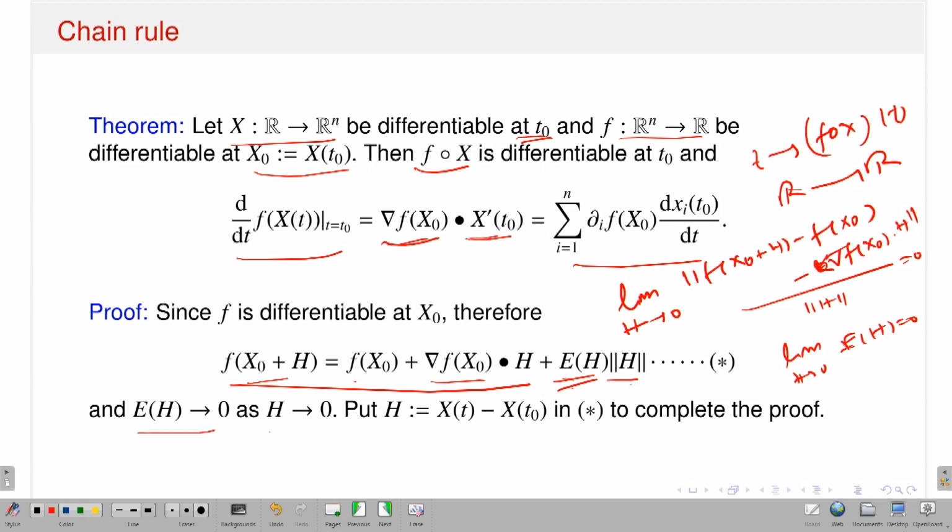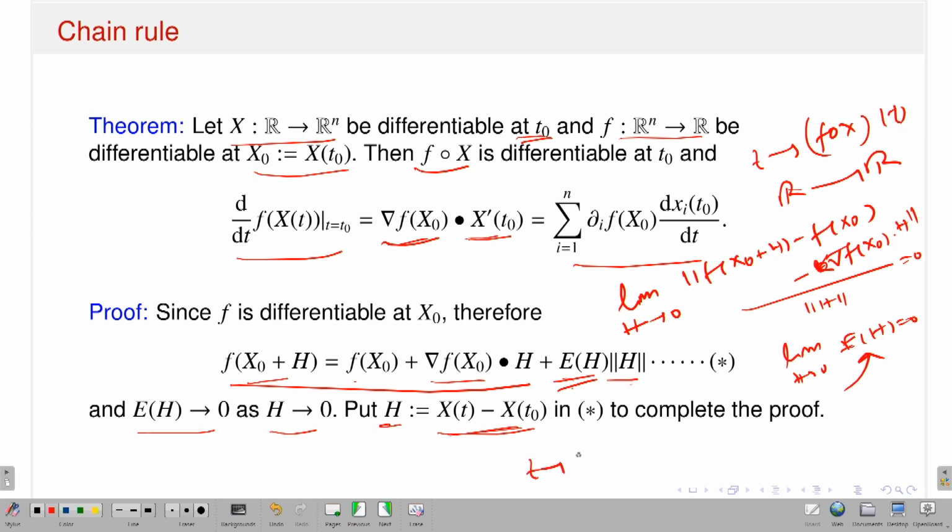Here e(h) goes to 0 as h approaches 0. In other words, this is the thing. Then what you have to do? You just replace h by x(t) minus x(t naught), because h is a vector in R^n. x is a map from R to R^n, so x(t) is a vector in R^n, x(t naught) is a vector in R^n, so the difference will be a vector in R^n. You consider x(t) minus x(t naught) as h, because this is true as h approaches 0.